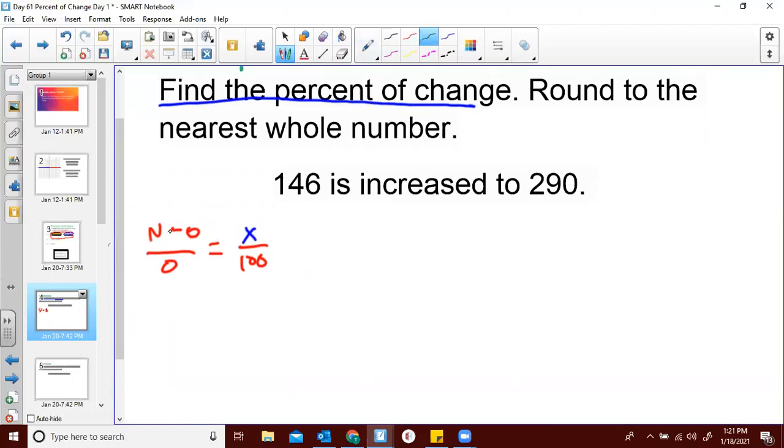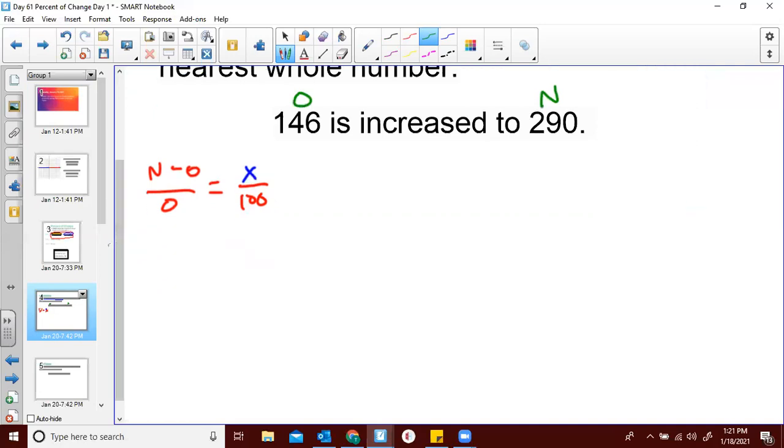So let's talk about what our new and our old numbers are. 146 is increased to 290. Well, we start with 146 and it is increased until it gets to 290. So 290 is going to be our new number, 146 is our old. And we just simply plug it in. 290 minus 146 over 146 equals x over 100.